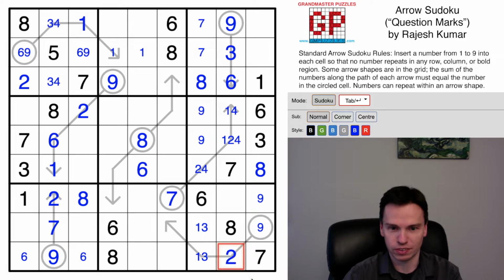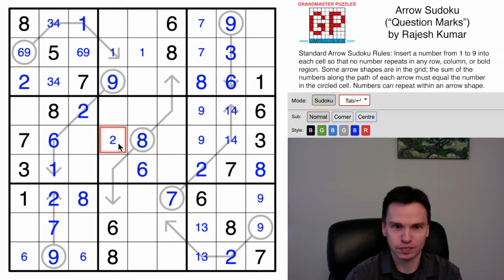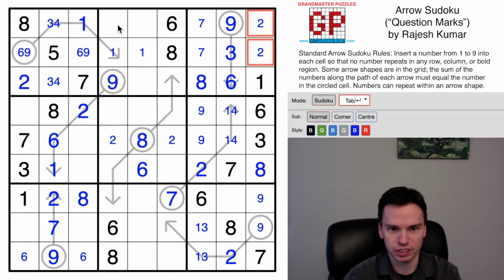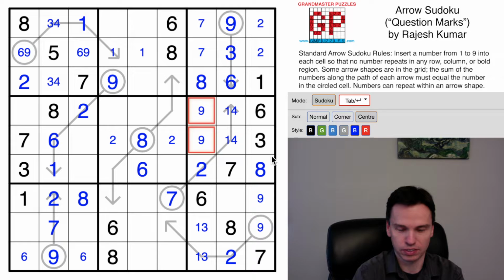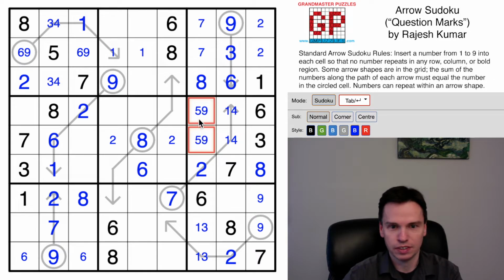Removes this cell, this is the last spot for a 2. Removes this as a 2, puts in a 2 here. That forces a 2 to the top. And there might be some more we can actually do to get those exact values here. And it looks like one thing we can say is there's actually a 5 in the space, and that leaves a 4, 7 in the space.